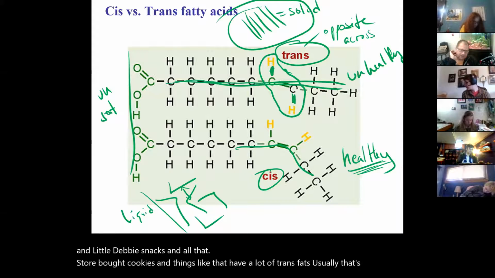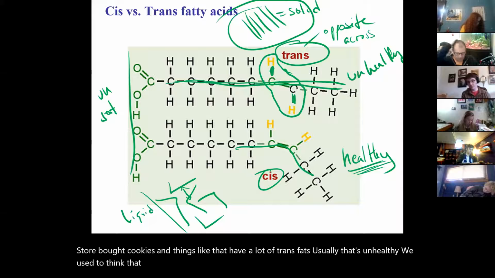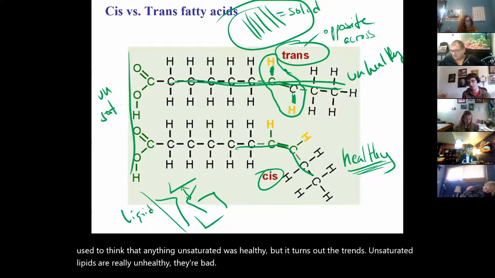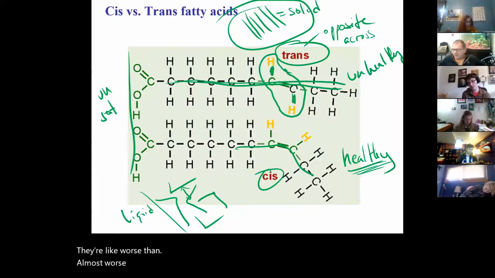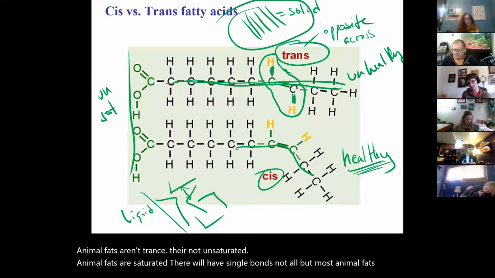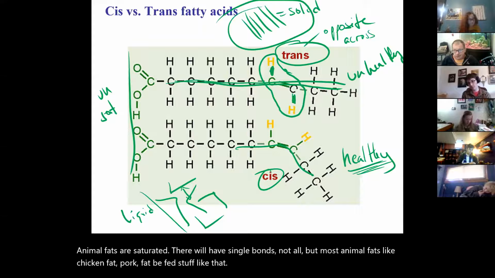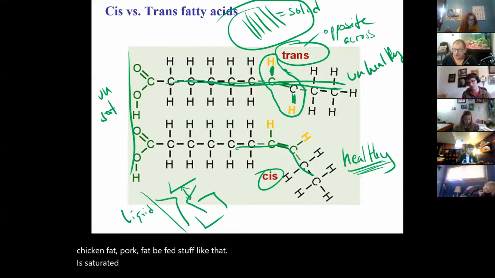We used to think that anything unsaturated was healthy, but it turns out the trans unsaturated lipids are really unhealthy. They're almost worse than cholesterol and the animal fats. Animal fats aren't trans, and they're not unsaturated. Animal fats are saturated. They have single bonds. Not all, but most animal fats, like chicken fat, pork fat, beef fat, are saturated and don't have any double bonds at all.